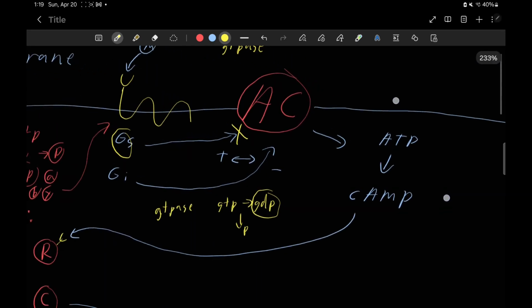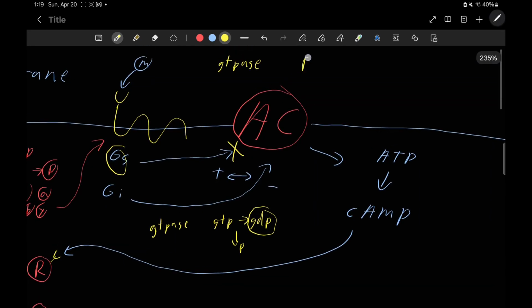But there are two more types of termination enzymes. You have PDE, or phosphodiesterase, and you have phosphatase. Let's take a look at how these two enzymes work.